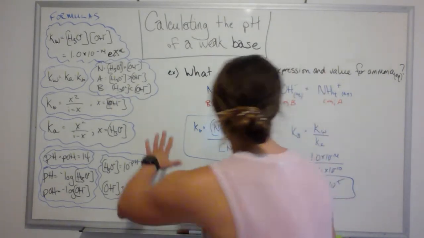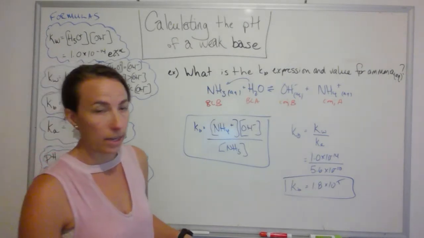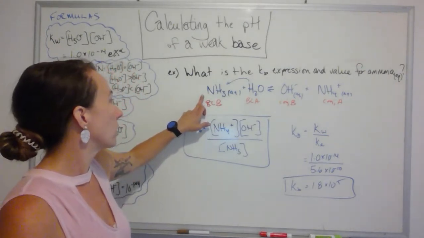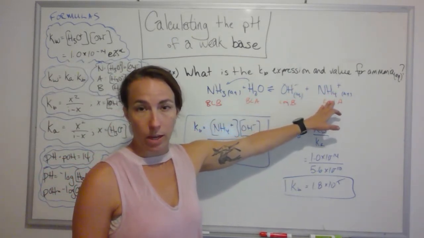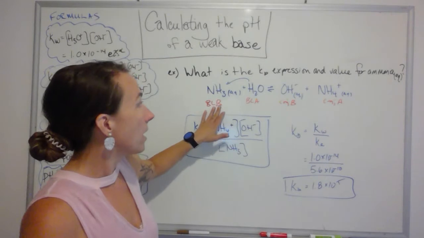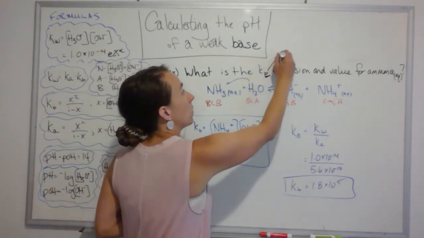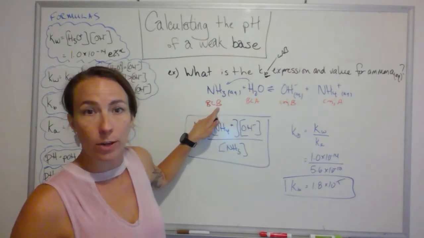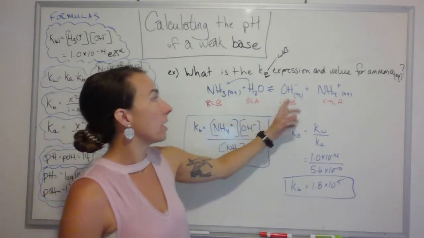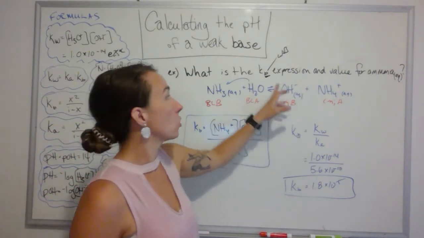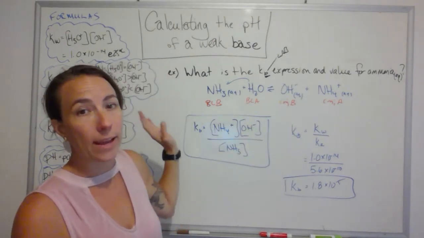Okay, so here's an example. What is the Kb expression and value for aqueous ammonia? So I have aqueous ammonia and water making OH minus and the ammonium ion. So here I have a Bronsted-Lowry base. This is a weak base, right? So it has to accept a proton. Here it accepts the proton, which means I form my OH minus. So with my Kb, I'm always going to form OH minus, whereas with my Ka, I form my H plus.